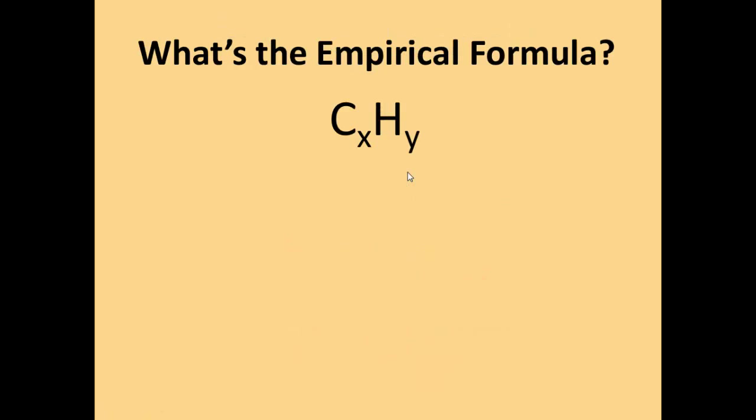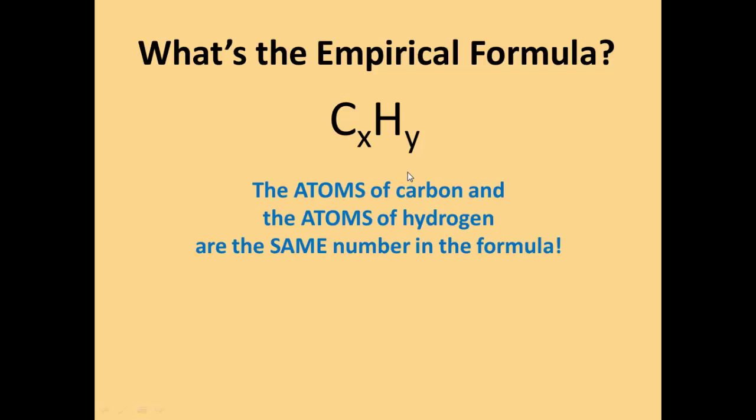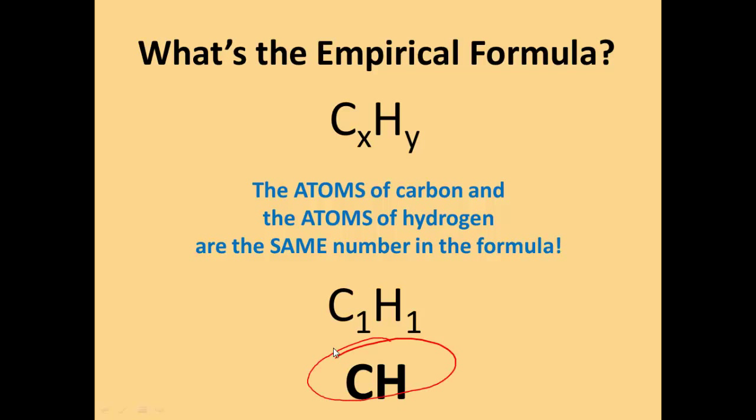So when we first started off, we were trying to figure out what is the subscript that goes with the carbon and what's the subscript that goes with the hydrogen. We now know that the atoms of carbon and the atoms of hydrogen are the same in that formula. One way to write that would be C1H1. But don't forget what I always say. Chemists are lazy. We tend to ignore the ones and we simply don't write them, but we certainly know that they're there. So what we tend to do is write the formula as plain old CH. So this is going to be our empirical formula. The lowest ratio of atoms is 1 to 1.